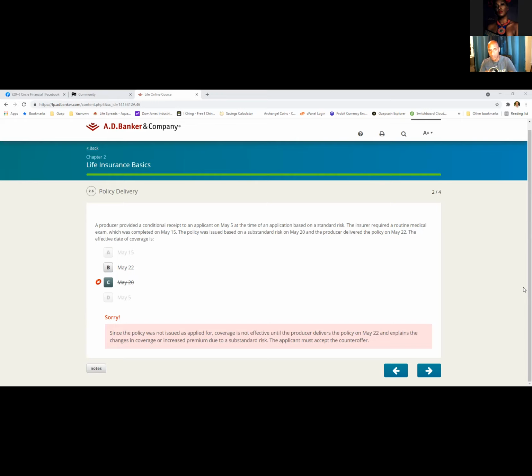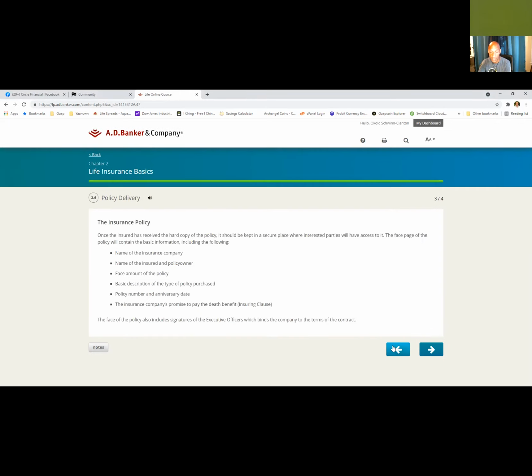So this was a very good lesson to learn: if it is different than what you applied for and it's going to cost more money, then the person has to accept the policy. That's really the issue. When you deliver the policy, that's when the person's going to sign for it. So we just learned an important lesson. Any questions there? Nope. Okay.